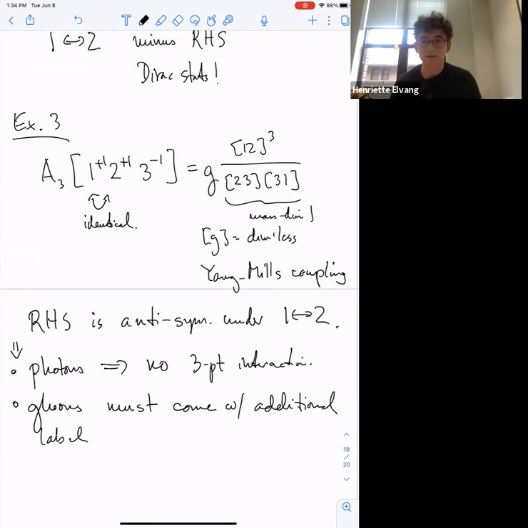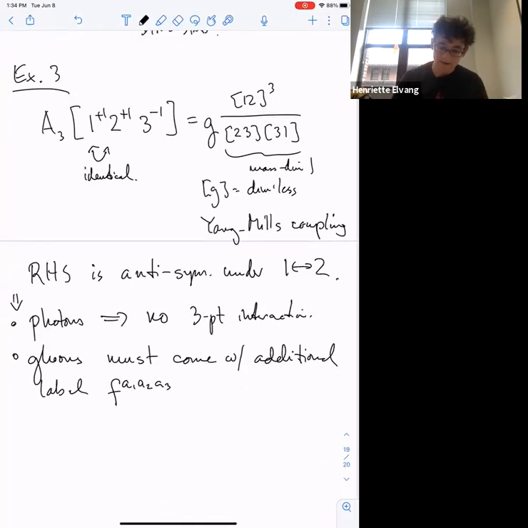And that additional label is something that is antisymmetric in the couplings. So for each of the 3 particles, it is an antisymmetric structure constant, and that is exactly what should be there. So what I have written here is actually a color stripped amplitude.